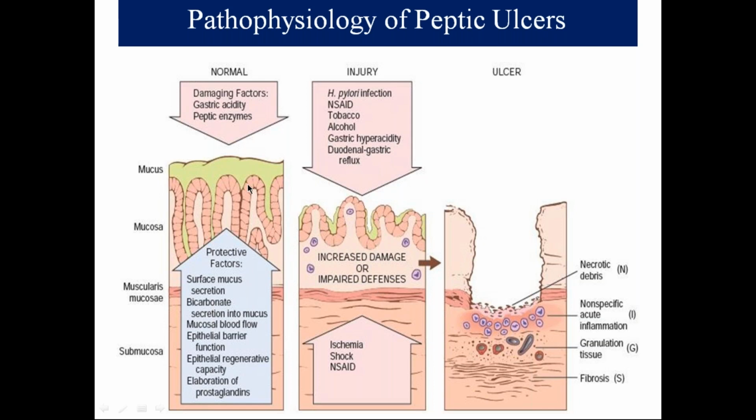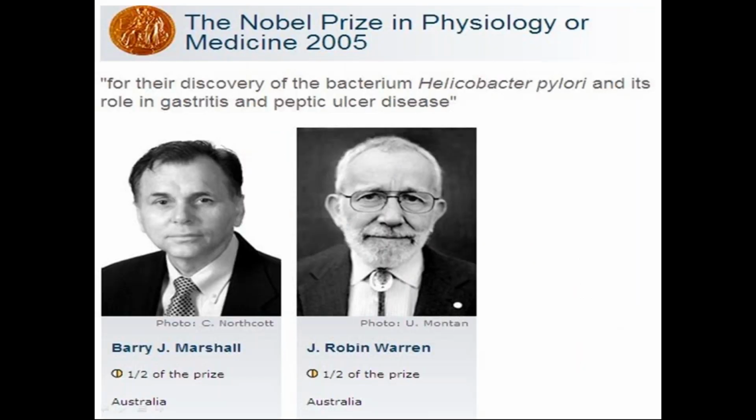When one or more of these factors are deranged, then this mucosa starts getting infiltrated. There can be a bacterial infection, there can be a lesser blood supply, then it can lead to damage to this mucosa, and now ulcer formation occurs. Right? So these are the two physiologists, or scientists, who got the Nobel Prize in Physiology or Medicine in 2005 for their discovery of the bacterium Helicobacter pylori and its role in gastritis and peptic ulcer.